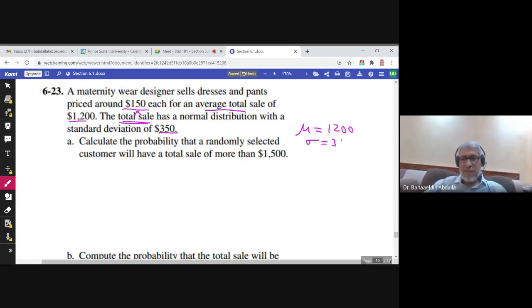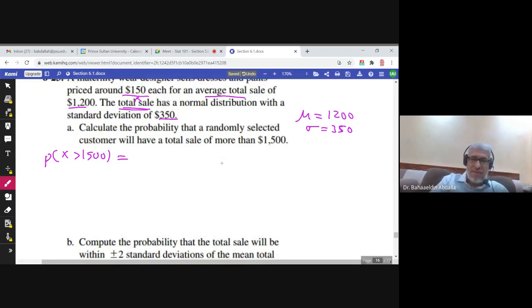Standard deviation is 350. Calculate the probability that a randomly selected customer will have a total sale more than 1,500. You change it to Z and find the answer.